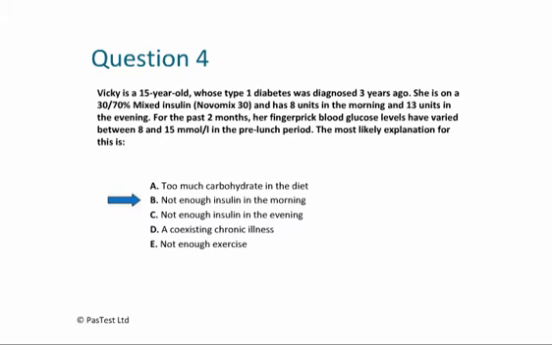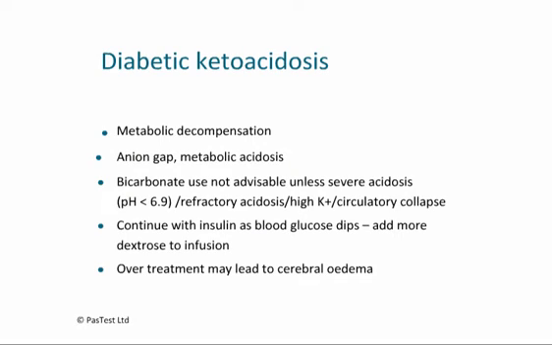Diabetic ketoacidosis is a complication of type 1 diabetes where there is metabolic decompensation with an anion gap. Please note that bicarbonate usage is inadvisable unless the acidosis is severe with a pH of less than 6.9, if the acidosis is refractory, if the potassium is unusually high, or the child has a circulatory collapse.